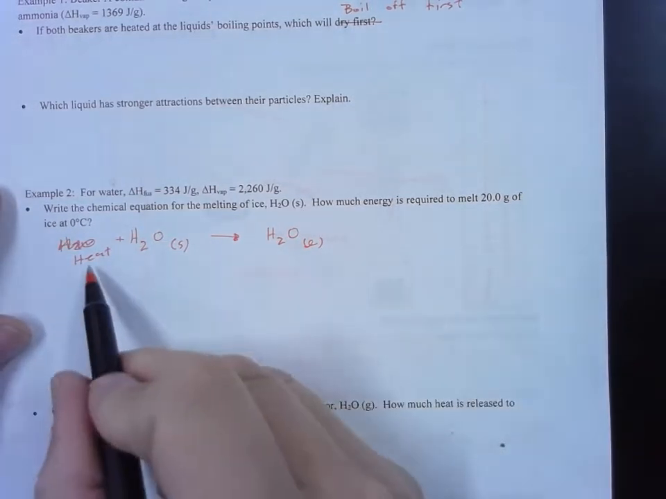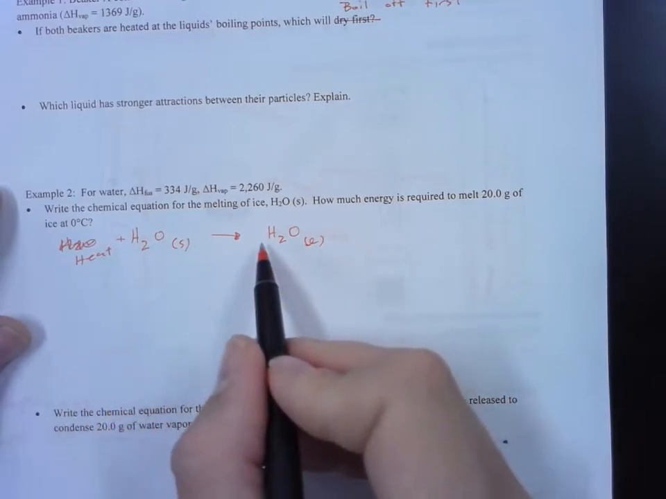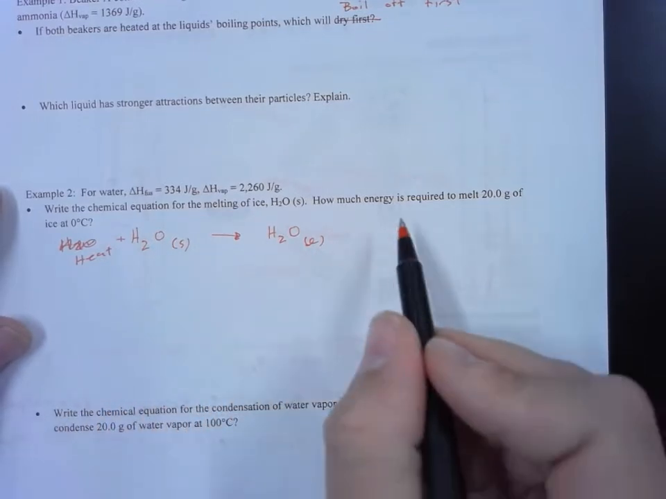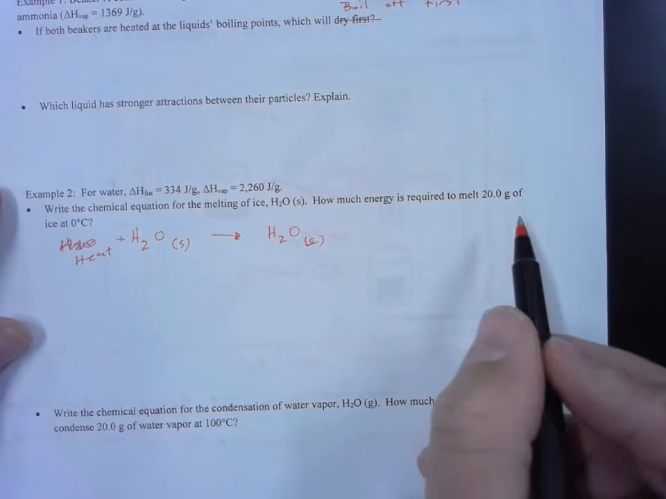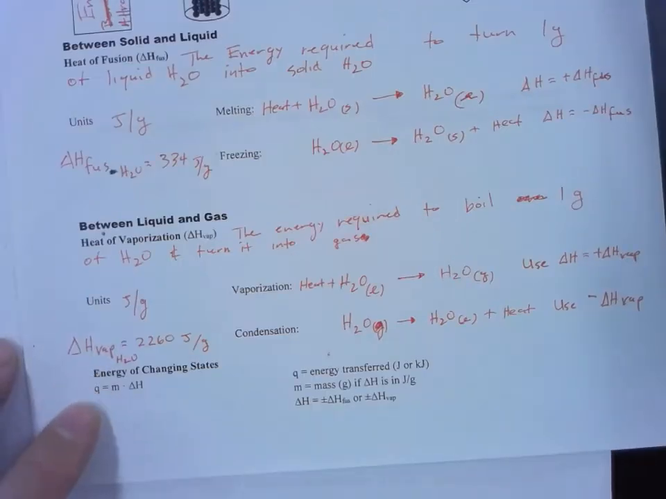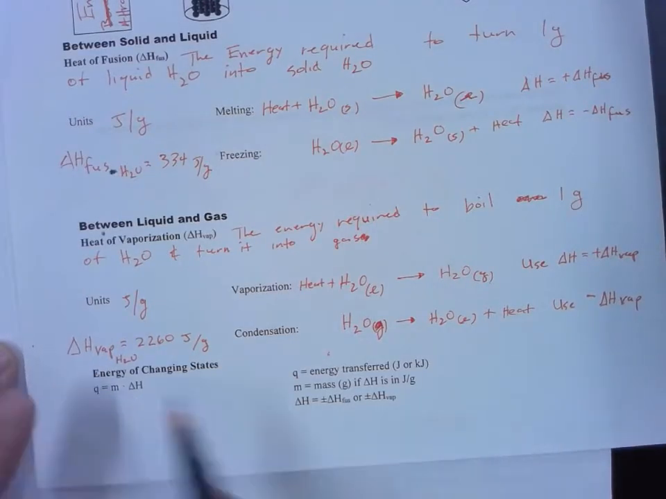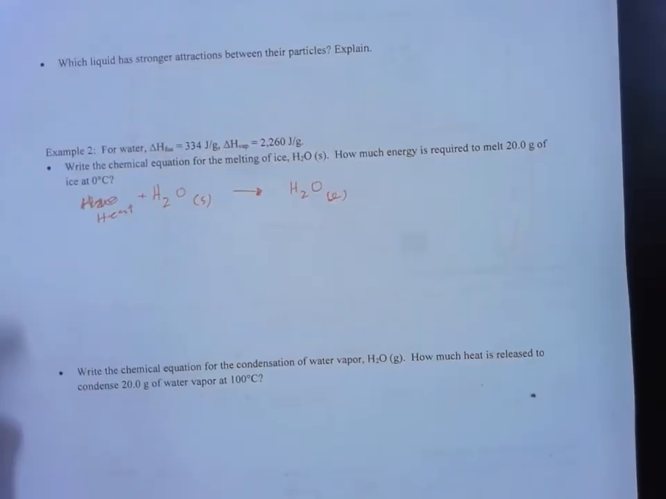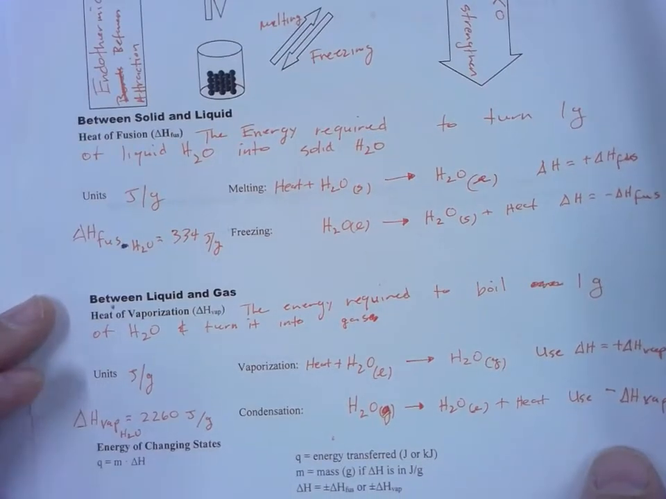Okay, heat plus solid H2O yields liquid H2O. How much energy is required to melt 20 grams of ice at 0 degrees C? When you get these questions, here's the formula that you have to use. It's very, very simple. Q equals M times delta H. Again, it's right here. Q equals M times delta H.